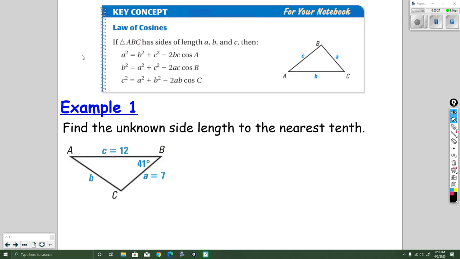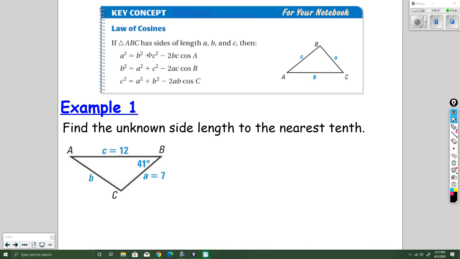All right, so if triangle ABC has side lengths a, b, and c, then these are the three different equations that we could set up. I know there's a lot here. We've got a squared equals b squared plus c squared minus 2 times b times c times cosine of A. Notice how most of this looks like the Pythagorean theorem. We just got a little bit extra here. B squared equals a squared plus c squared minus 2a times c times cosine of B. And then finally c squared equals a squared plus b squared minus 2 times a times b times cosine of C. This works on non-right triangles as well.